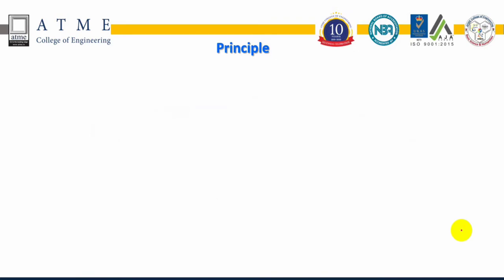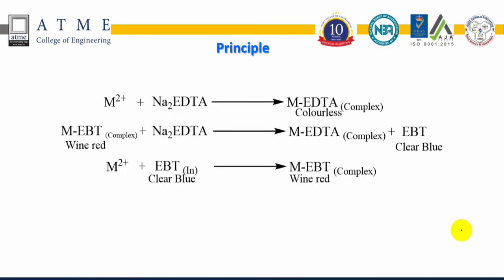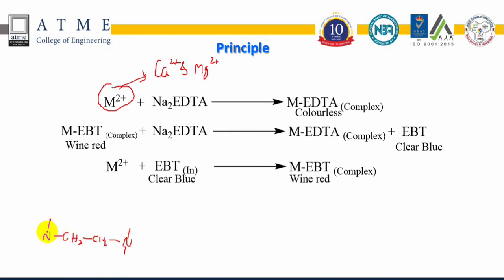Here the main idea is to determine the amount of calcium and magnesium ions, which is represented by M, present in a given hard water sample. We take the disodium salt of EDTA. The structure of EDTA: E means ethylene, diamine means the diamino group, tetra means four, tetra what? Acetic acid. Ethylenediaminetetraacetic acid.